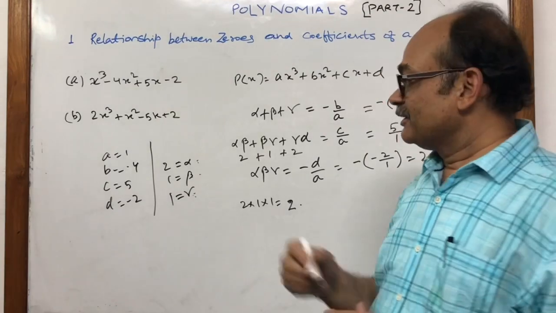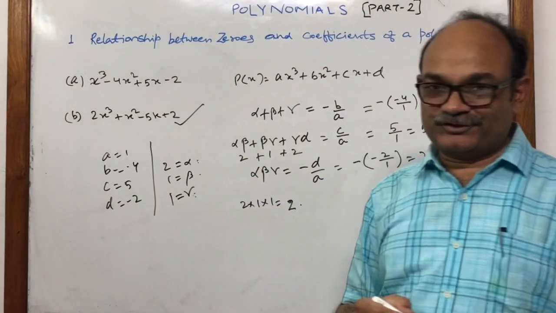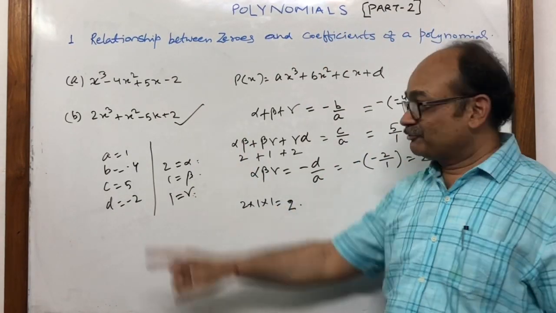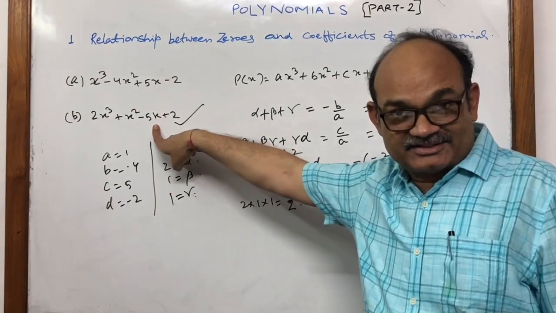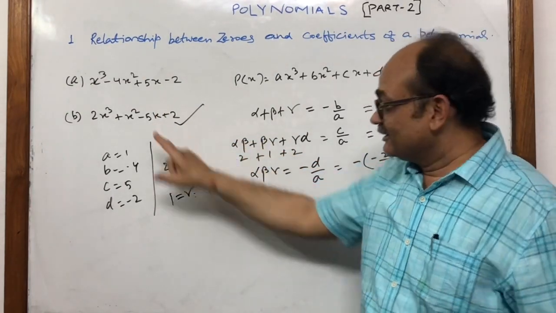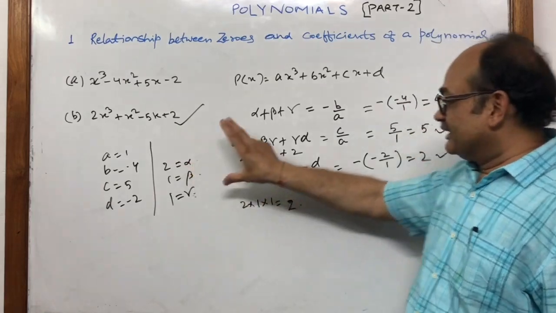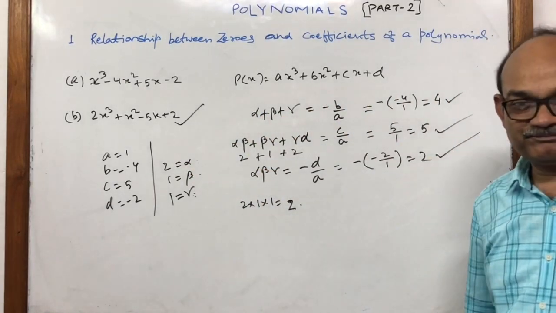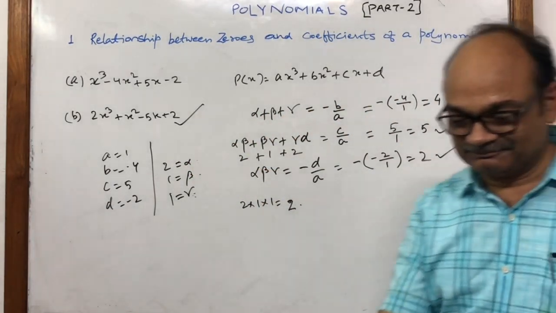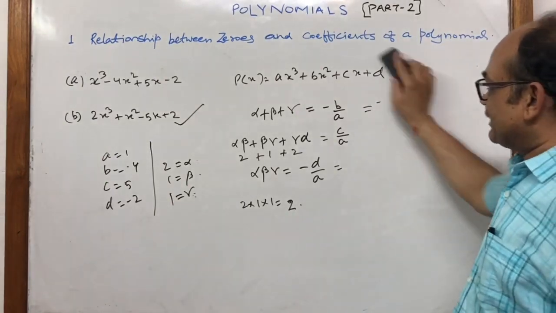Simple. Second part, the B part, is for your homework. You have to revise. It means you have to factorize first like in class 9th, get the alpha, beta, gamma and then substitute in the relationship. You will do it, right? Good.